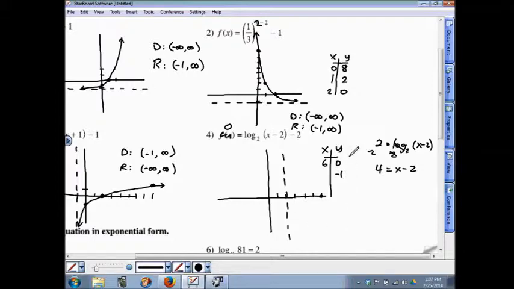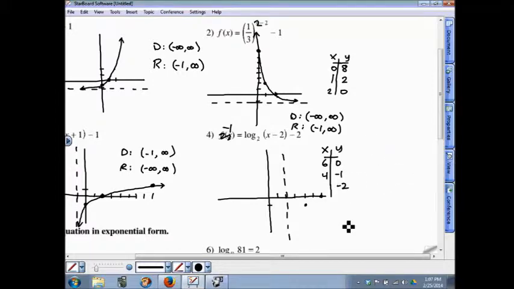We want y equal negative 1 here. So we put a negative 1 in place of y. Add 2 to the side and get the equation 1 equals log base 2 of x minus 2. Exponentiate with a base of 2. 2 to the first power is 2. 2 equals x minus 2. That means that x equals 4. So we have the point 4 comma negative 1.